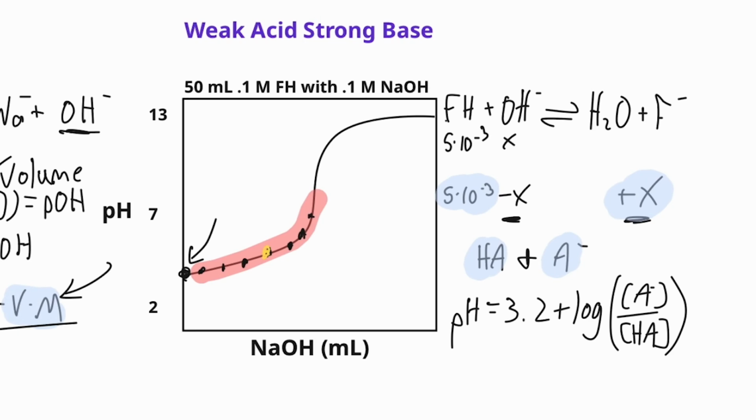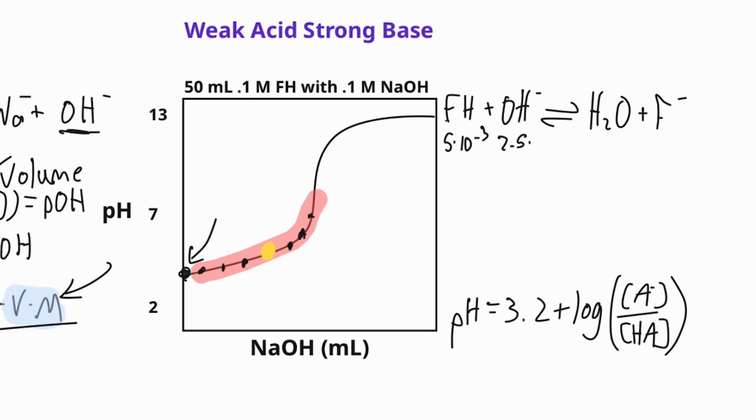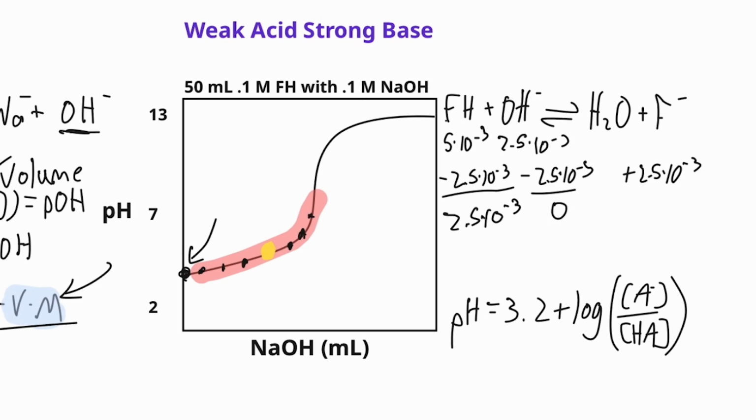This is especially helpful to understand the half equivalence point, which I've drawn a yellow dot to represent. At the half equivalence point, we have added just enough OH minus to react with half of the FH. For this one, that would be 2.5 times 10 to the negative 3 moles of OH minus. That means we'll lose 2.5 times 10 to the negative 3 moles of FH. We'll lose all of the OH minus because that completely reacts, and we will produce 2.5 times 10 to the negative 3 moles of F minus. We'll be left with 2.5 times 10 to the negative 3 moles of FH, 0 moles of OH, and 2.5 times 10 to the negative 3 moles of F minus.